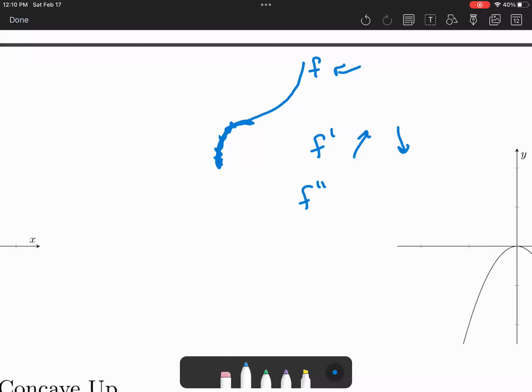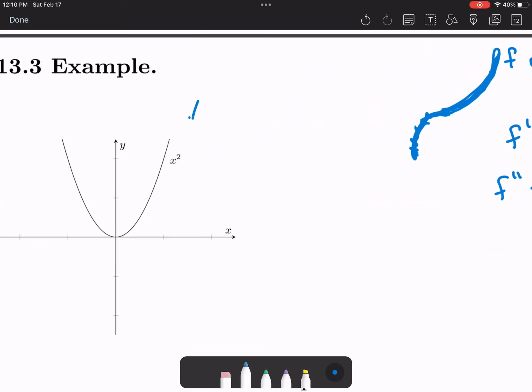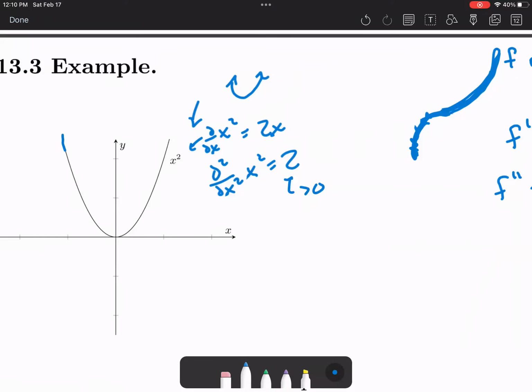So here we're curving downwards. Here we are curving upwards. So we're either going to be concave up or concave down. So let's see, x squared, right? The easiest example of concave up behavior, because if we take x squared and we differentiate it, we get 2x. And then if we differentiate that again, the second derivative of the x squared function will be just a 2.